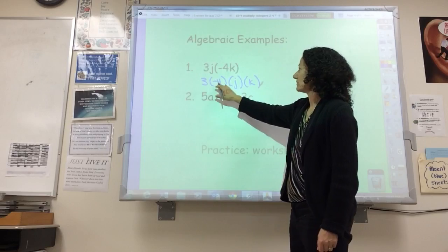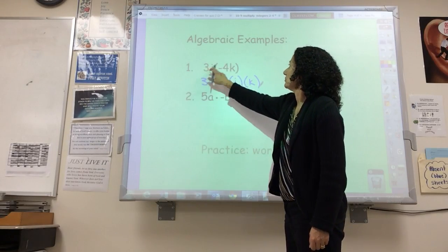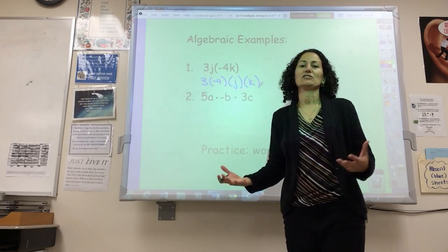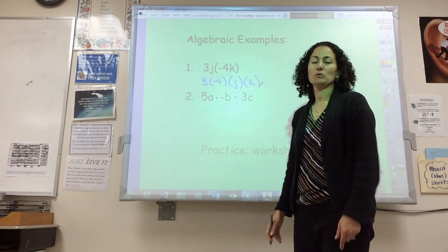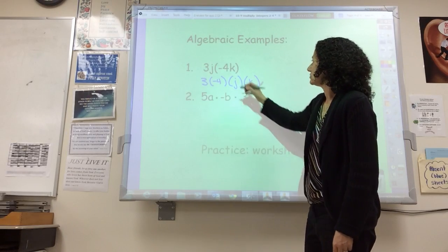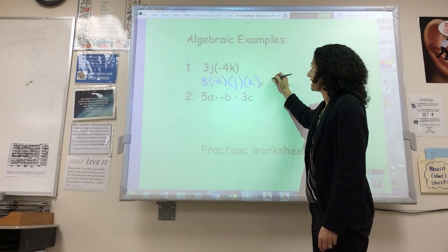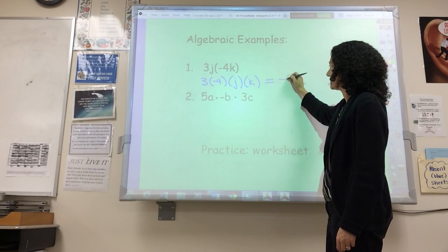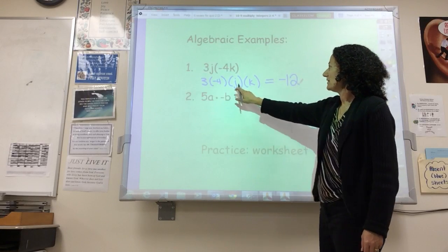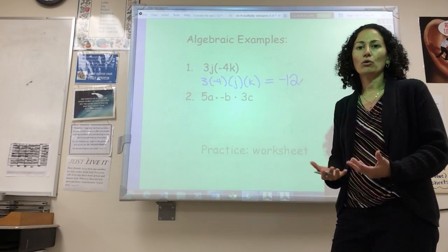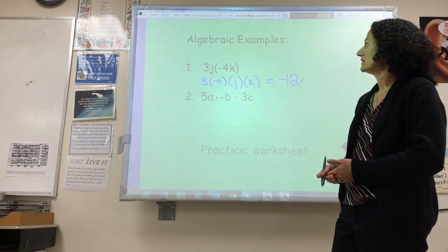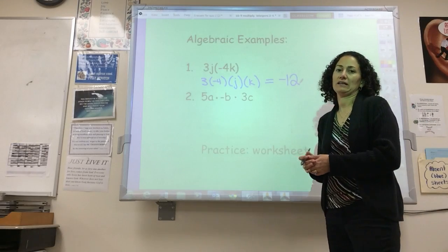So I can multiply the 3 times negative 4 because no matter what order I multiply, I'm going to get the same product. Remember, that's what the commutative property says. So 3 times negative 4 is negative 12. So this can be written as negative 12. And then the j and the k, we aren't told what they are. What we're doing here is simplifying the expression.